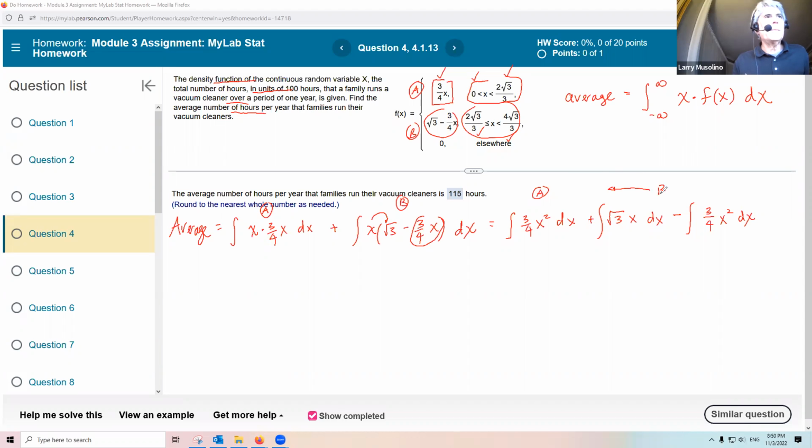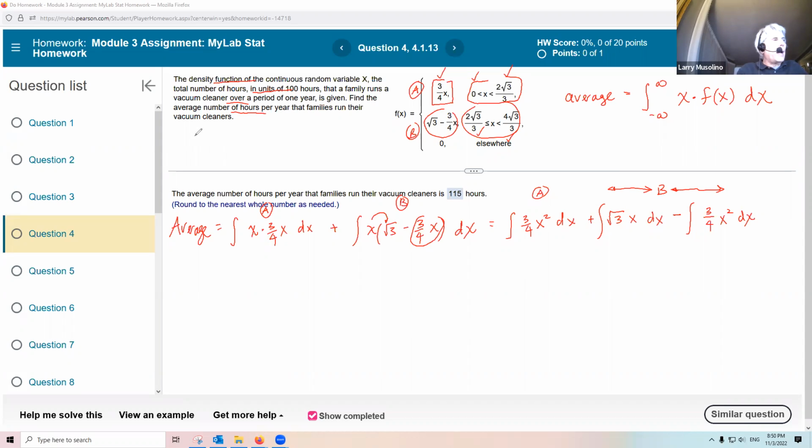The reason I'm breaking it up into 3 integrals is I want to evaluate the limits here, and it's going to be messy with these limits. So if I can break this up into 3 parts, it's going to help me organize the calculations. All right, so let me go ahead and work out each one of these integrals.